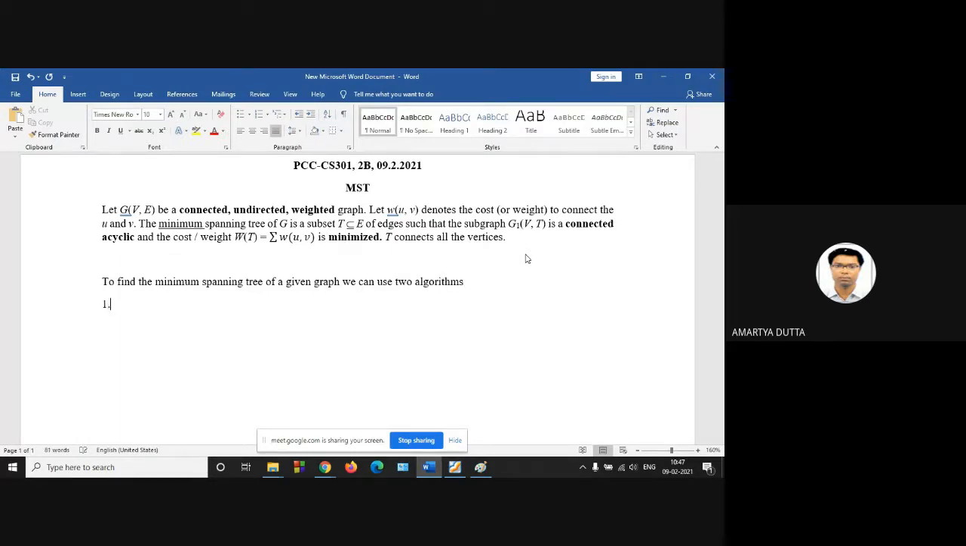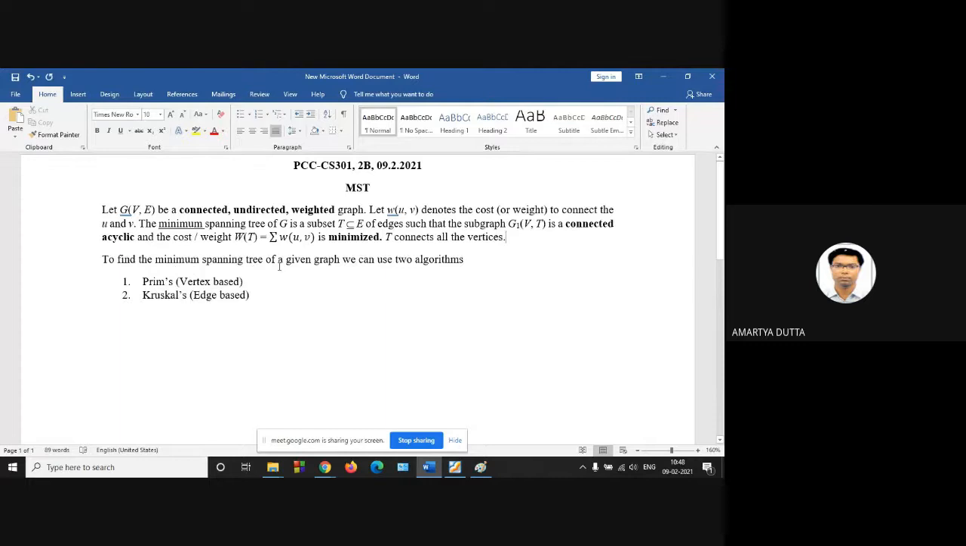So the first one is Prim's algorithm, and the second one is Kruskal's algorithm. Prim's algorithm is called a vertex based algorithm, and Kruskal's algorithm is an edge based algorithm. So to find the minimum spanning tree, we can use these two algorithms, Prim's and Kruskal's.